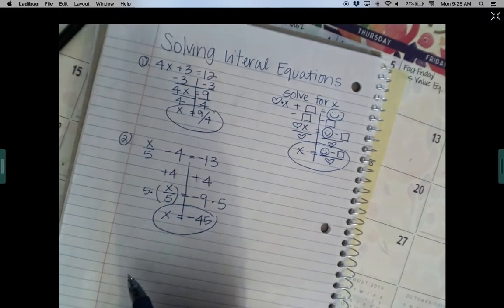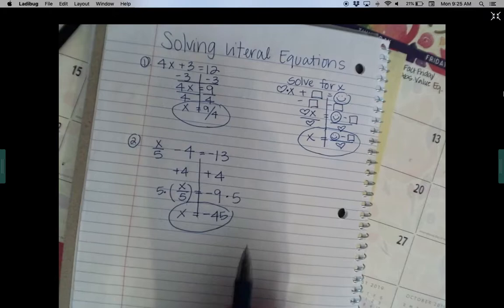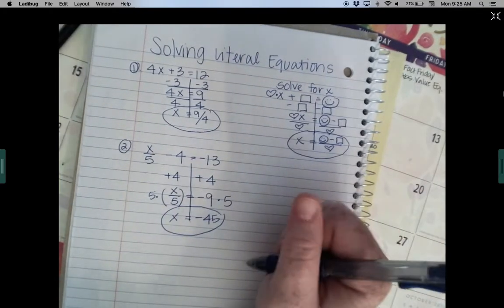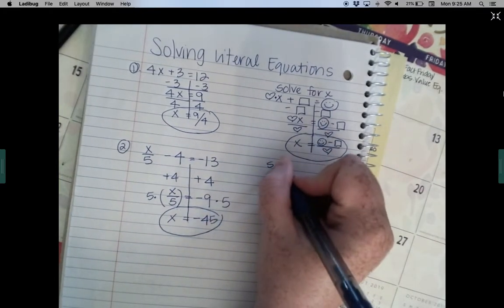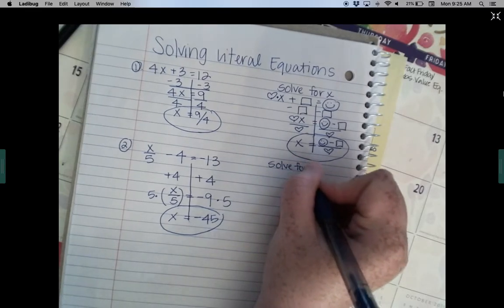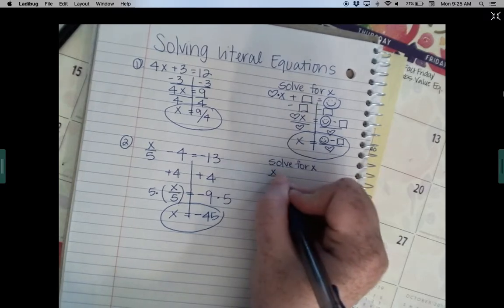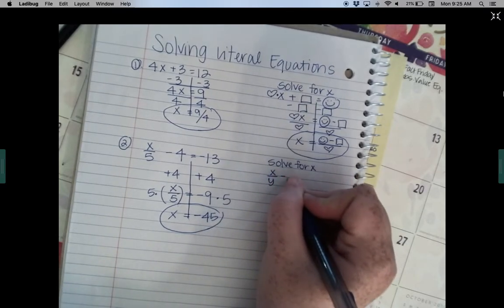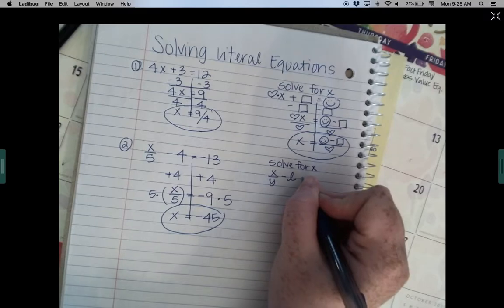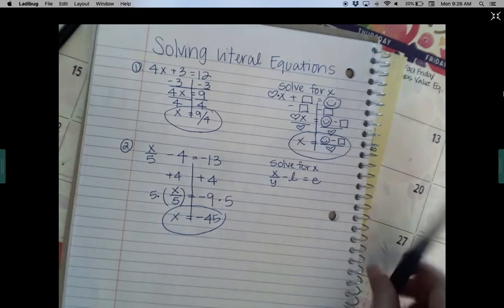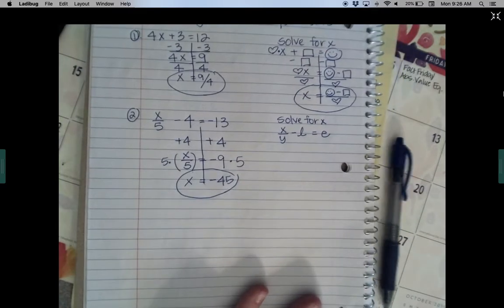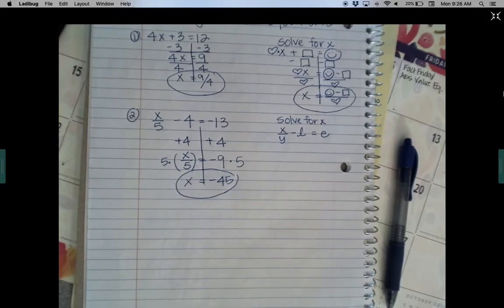another one. But this time we're going to make it a little bit more algebraic looking. I still want you to solve for x. So you're going to do x over y minus L equals E. Solve for x. So I'm going to give you 2-ish minutes again. You're welcome to work with your friends and foes alike.